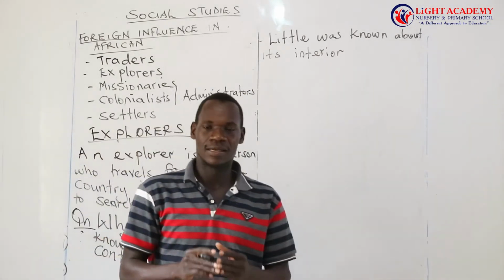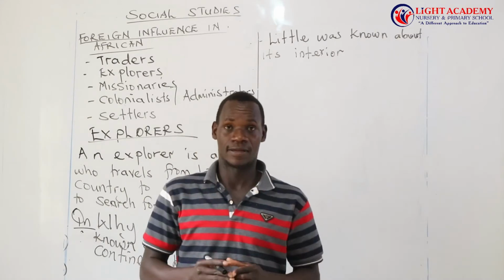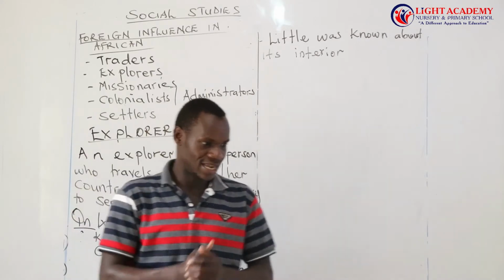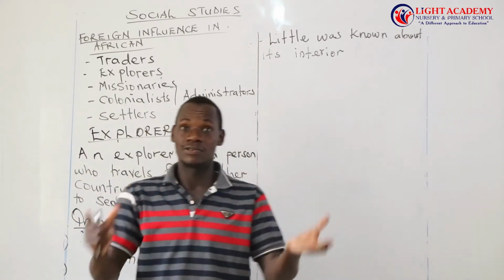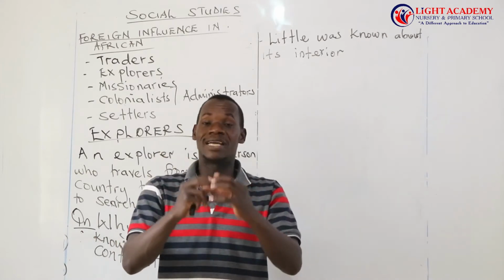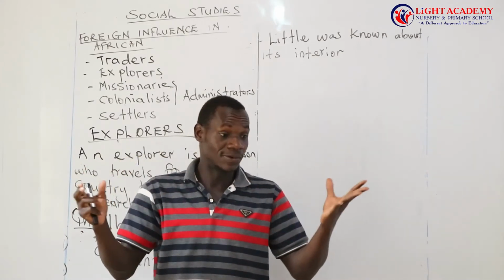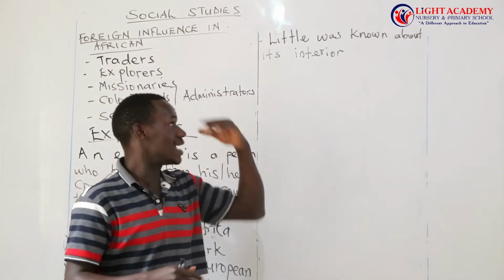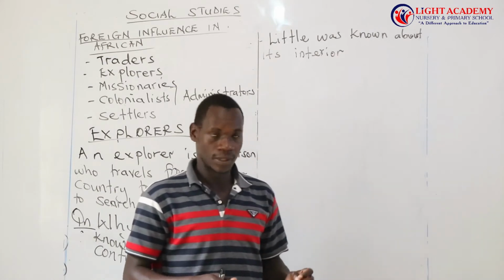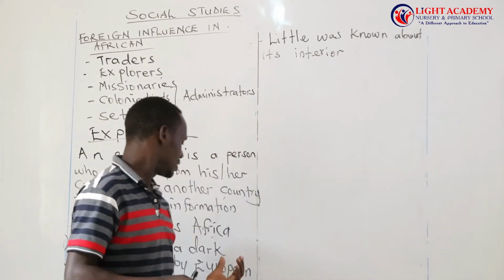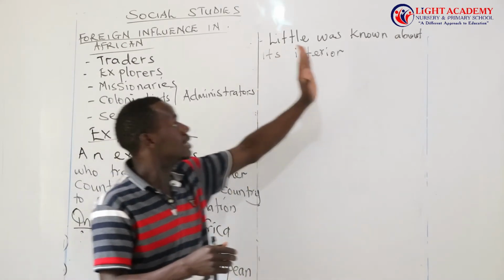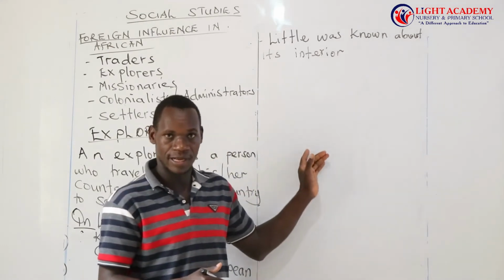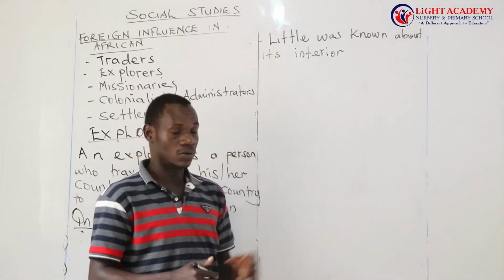The Europeans knew little about Africa. They thought that Africa was a dark continent. In their minds, they thought that Africa was a country full of people who are savages, who are wild animals, who are not hospitable. But when they came, what they had in their mind wasn't true. It was referred to as a dark continent by the European nations because little was known about its interior. That's the reason why Africa was referred to as a dark continent.